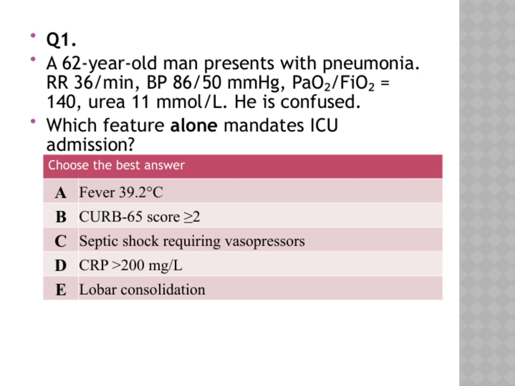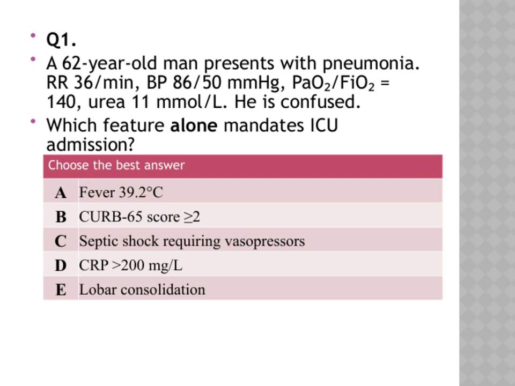When we think about ICU criteria, we focus on signs of severe illness, organ dysfunction, or instability. In this case, the low blood pressure combined with confusion points toward hemodynamic instability, a key marker for ICU need. Among the options, the most critical feature here is the septic shock requiring vasopressors. That's because vasopressor requirement directly indicates circulatory failure and the need for intensive support. While fever, high CRP, lobar consolidation, and a high CRB-65 score are important, they don't alone mandate ICU admission as clearly as shock requiring vasopressors does.